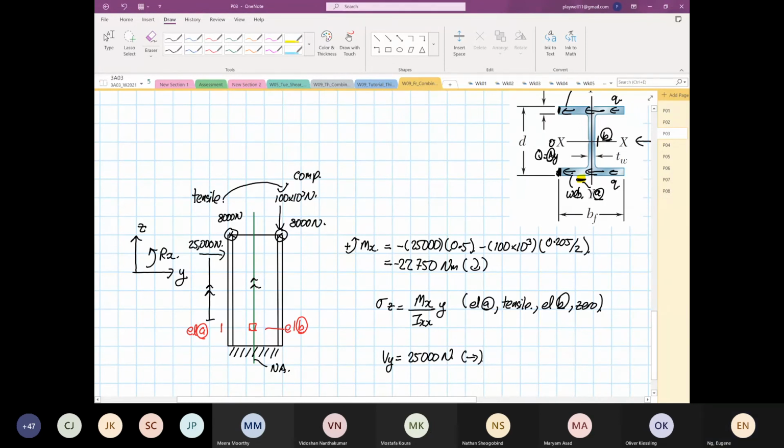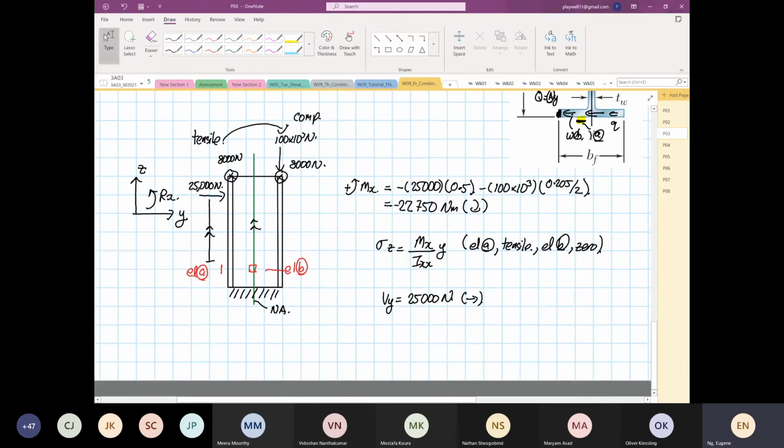Now, question. If we were to apply the shear equals Vy over Ixx multiplied by Qx divided by T, will the element at A be equal to 0, in terms of shear, due to the 25,000? No. A wouldn't be at 0. Yeah, I thought so also.